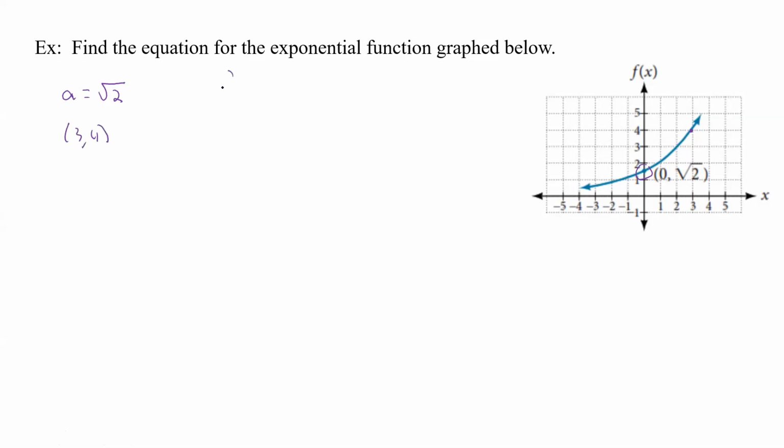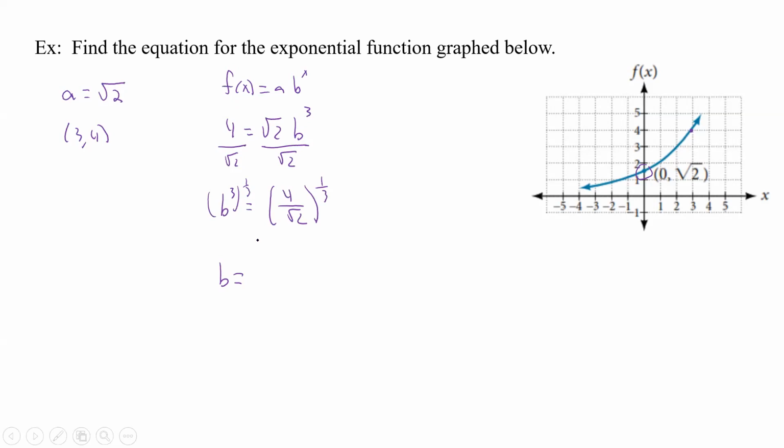And so then again, if we're using our f of x equals a b to the x, what does that tell me? Well, f of x is going to be 4 equals a is radical 2, and then b is what we're looking for, x is 3. So now what do we do? Well, we divide by the square root of 2. So now we have b cubed equals 4 over square root of 2. Now I'm going to take that to the 1/3 power, and I'll take that to the 1/3 power.